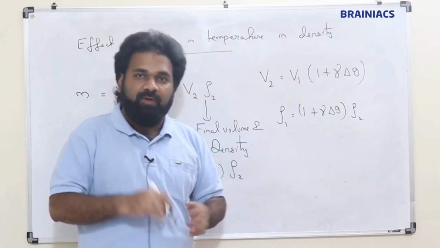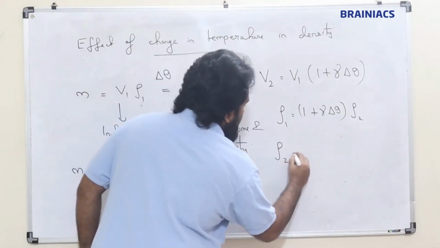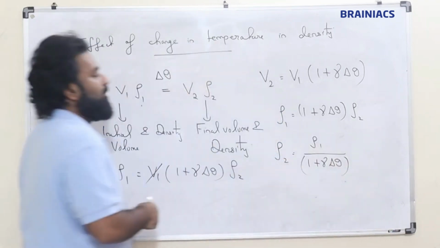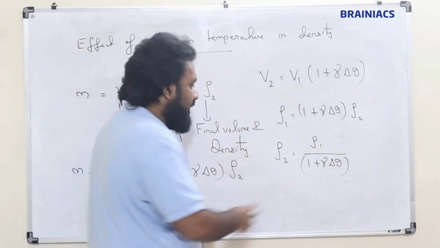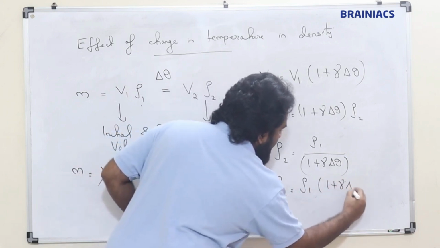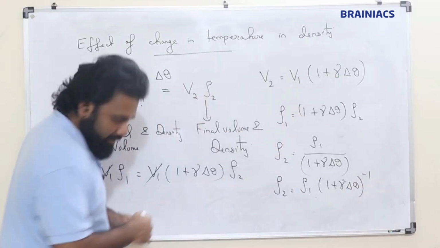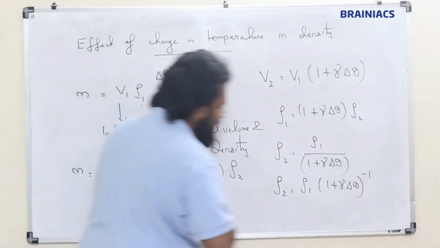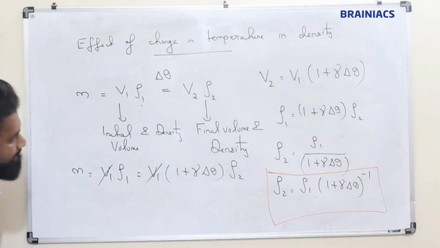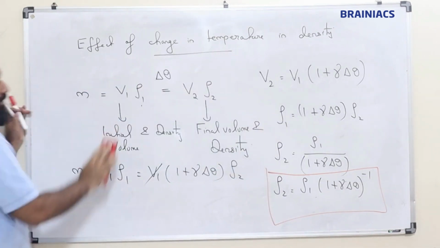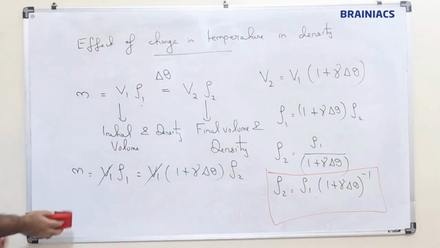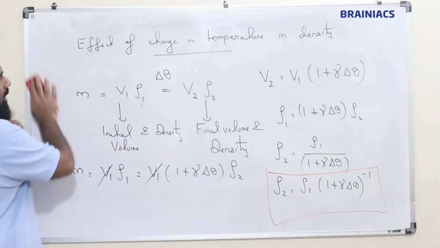So this is the initial density and this is the final density. We need to understand what the final density is. So let us make it this way: rho 2 is equal to rho 1 by 1 plus gamma delta theta. We can write it like that. Now to put it in the numerator, rho 2 is equal to rho 1 into 1 plus gamma delta theta inverse. So this is a relation. We can take one more relation from this. Okay, clear? Copy this. We will get one more relation from this. Pause the screen and copy it down. Okay, I am erasing.